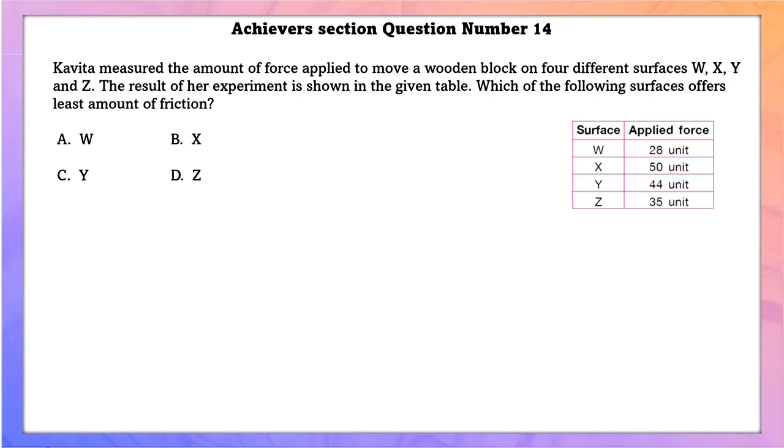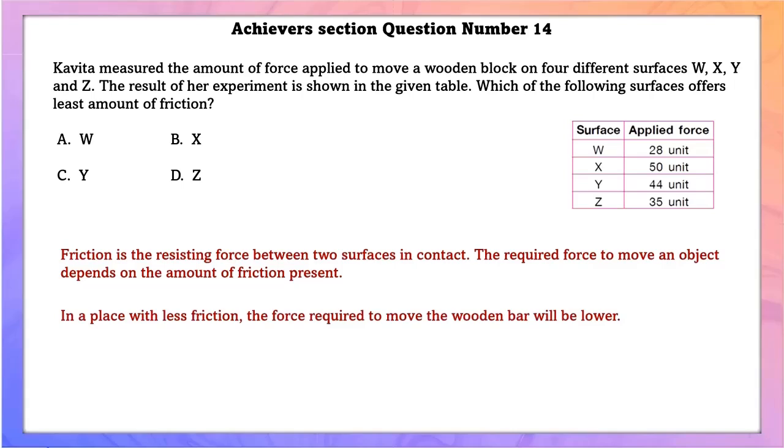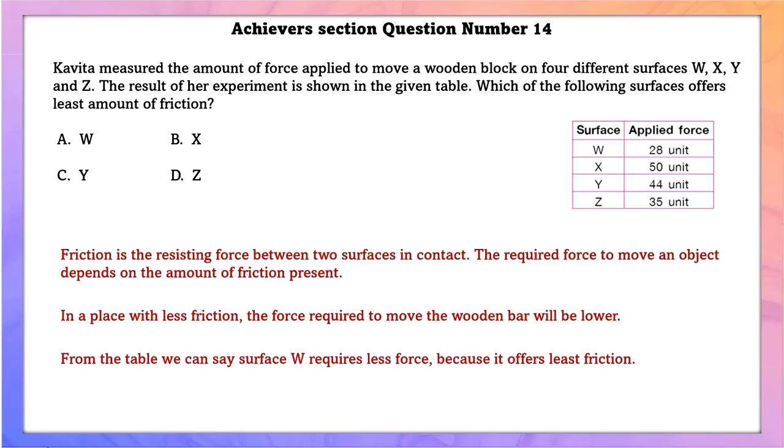Kavita measured the amount of force applied to move a wooden object on 4 different surfaces W, X, Y and Z. The result of her experiment is shown in the given table. Which of the following surfaces offer least amount of friction? Friction is the resisting force between two surfaces in contact. The required force to move an object depends on the amount of friction present. In place with less friction, the force required to move the wooden bar will be lower. From the table, we can say that surface W requires less force because it offers least friction.